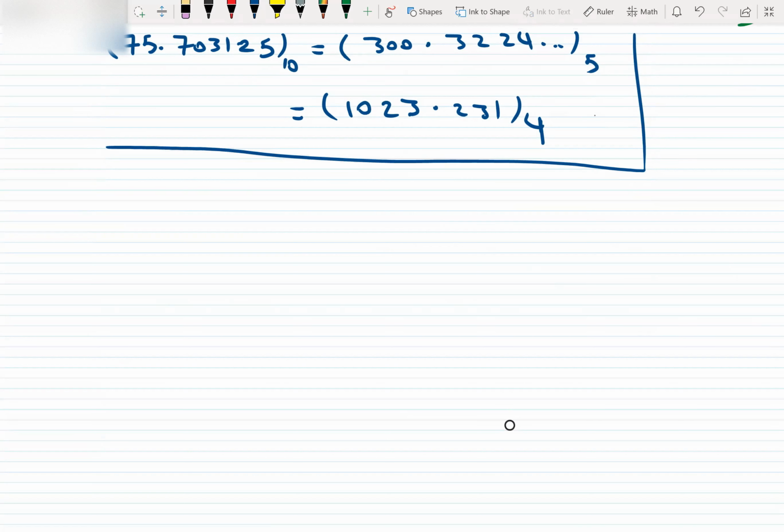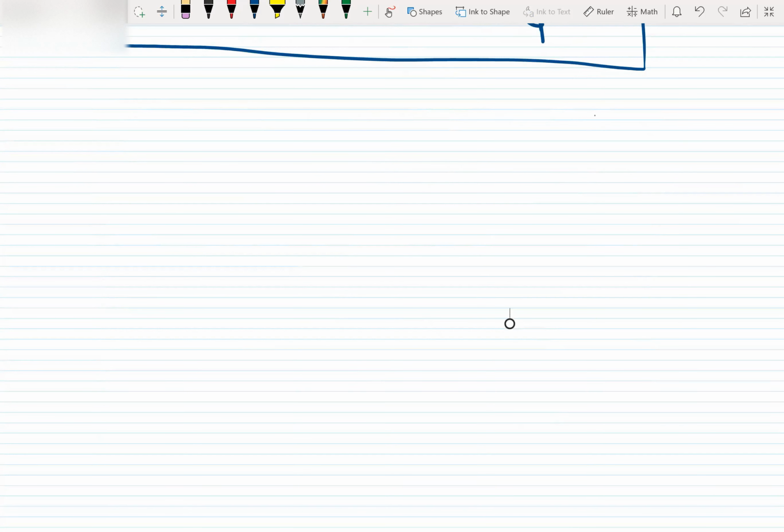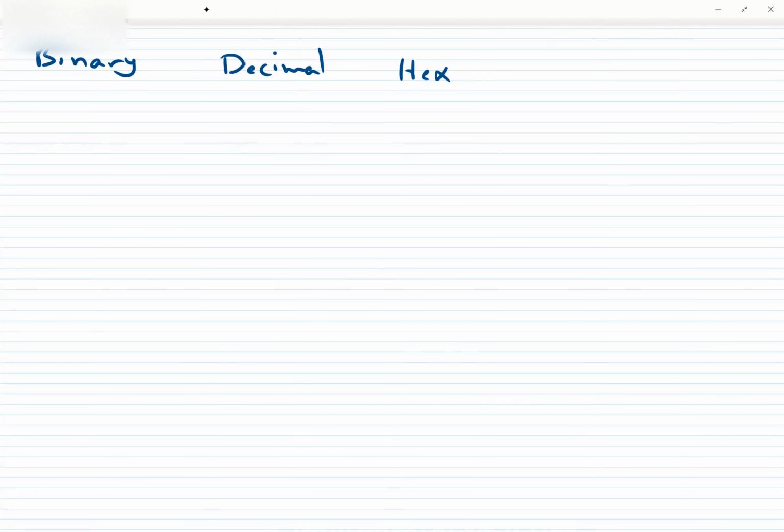Here I want to talk about how we can convert 1 digit in base 16 to base 2 or base 10. Let me just show you a number in different bases. So let's say the first one is binary, decimal, and hexadecimal numbers.